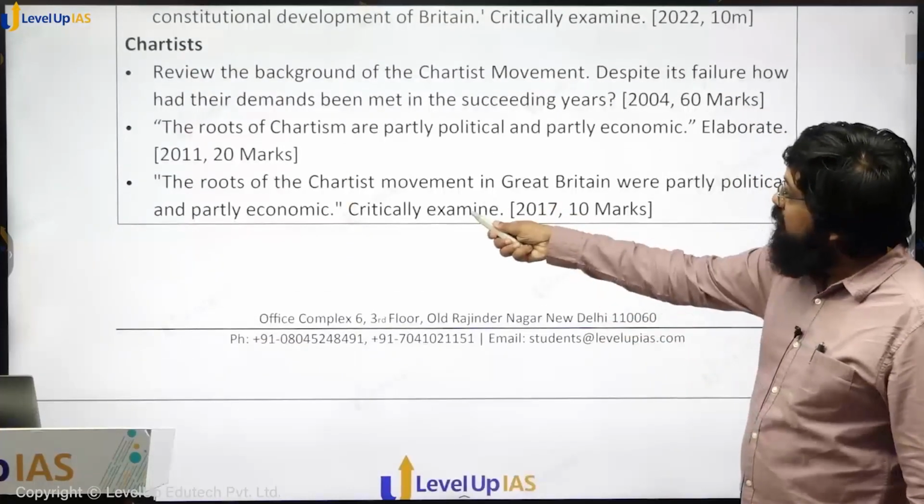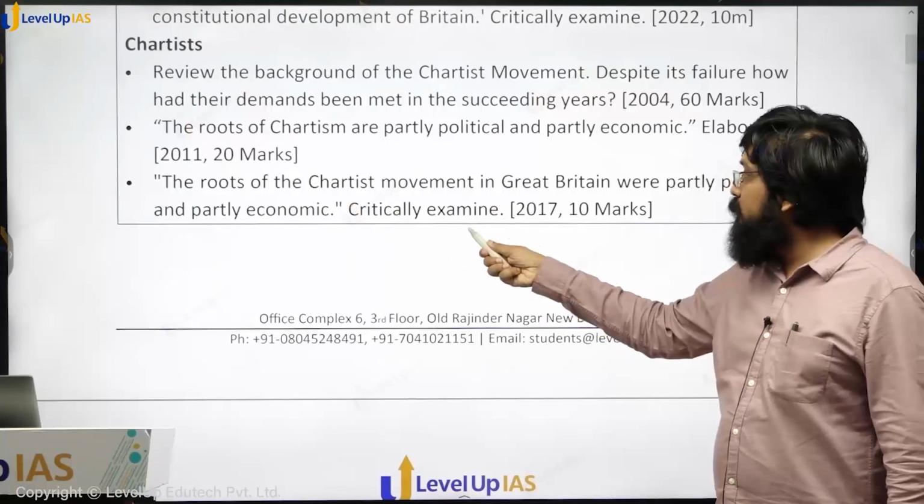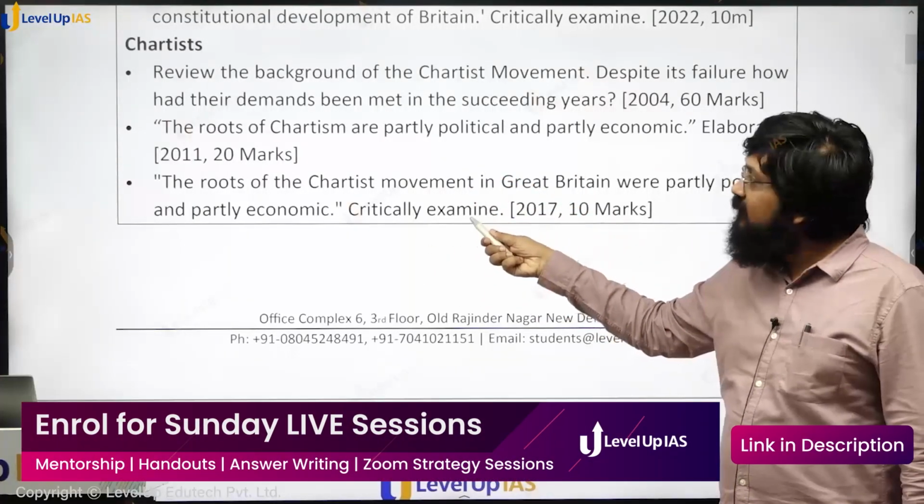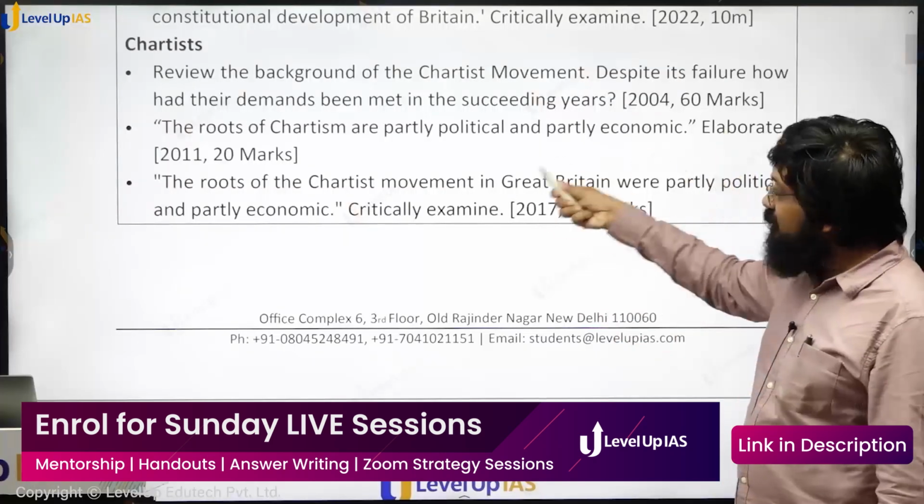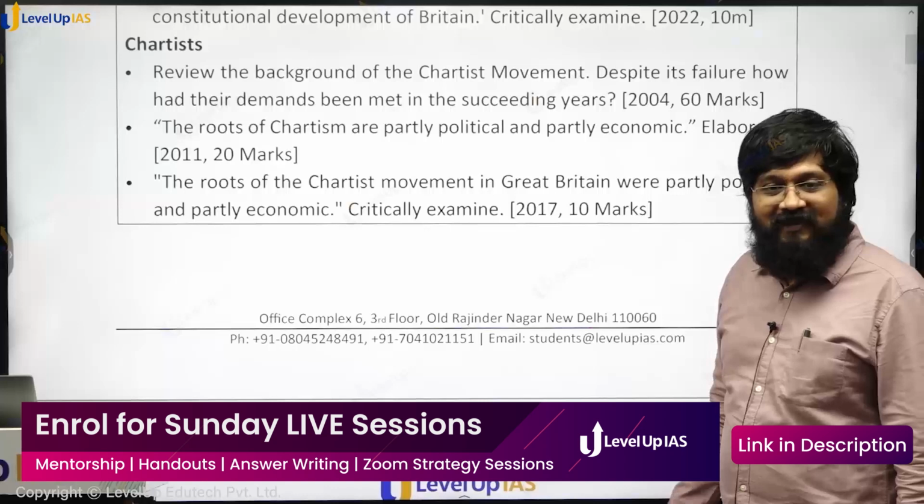Then roots of the Chartist movement in Great Britain were partly political and partly economic. Examined. So we have the same question, first 20 marker, then 10 marker. और यहाँ तो simple elaborate था, यहाँ तो critically examine भी हो गया. And still it is 20 marker, 10 marker. UPSC evolves.